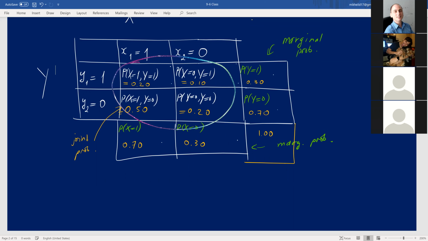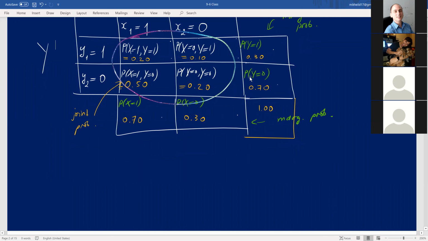Okay? So let's say this is our example. So now we have already discussed two new concepts, marginal probabilities and joint probabilities.